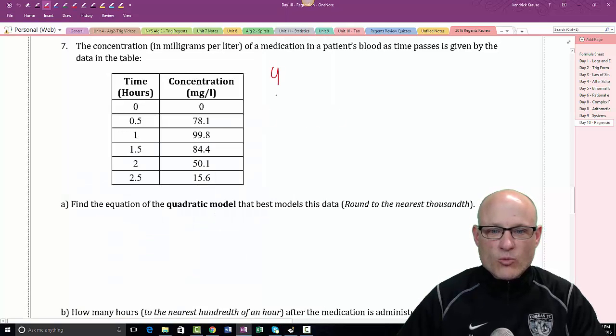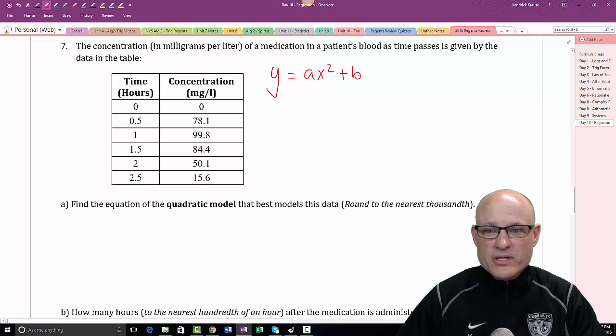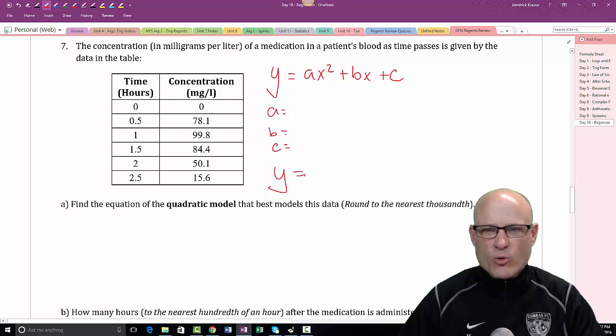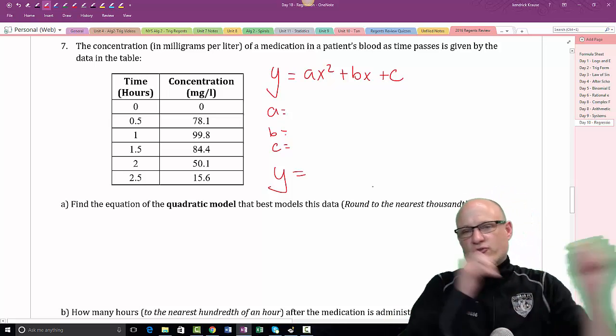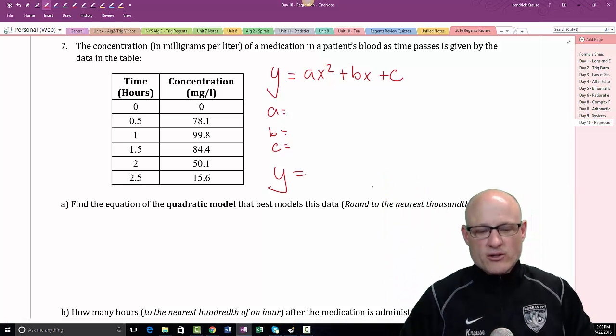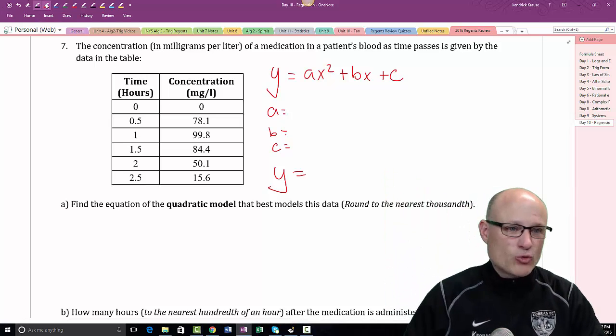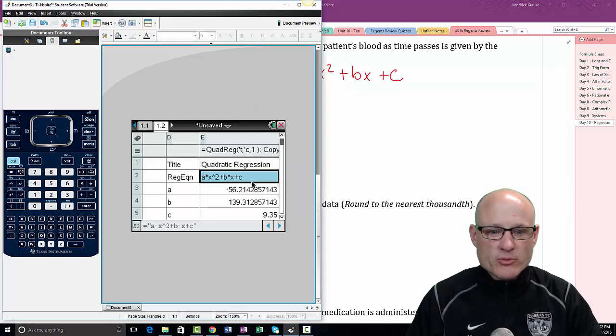So our quadratic equation is y equals ax squared plus bx plus c. So now I have to give you what a equals, what b equals, what c equals, and then the equation. And don't forget, your equation has to have a y equals. Failure to put a y equals is such a stupid point to lose on the Regents exam.